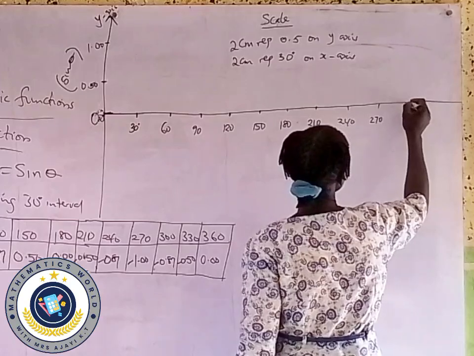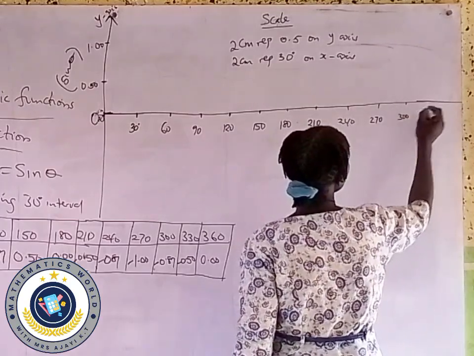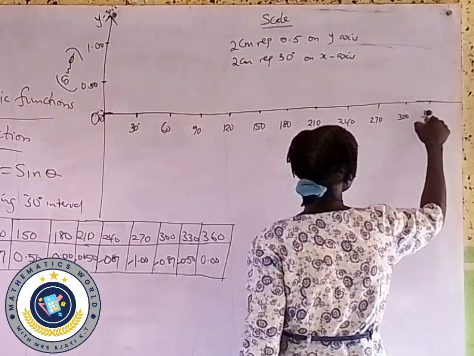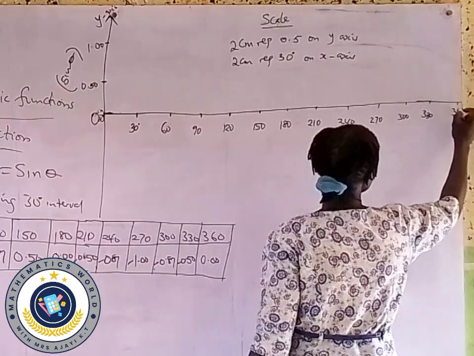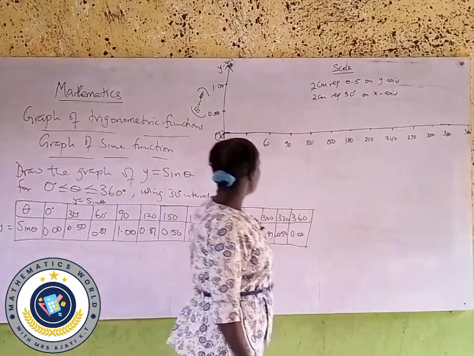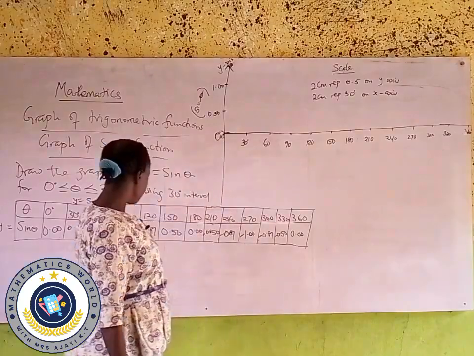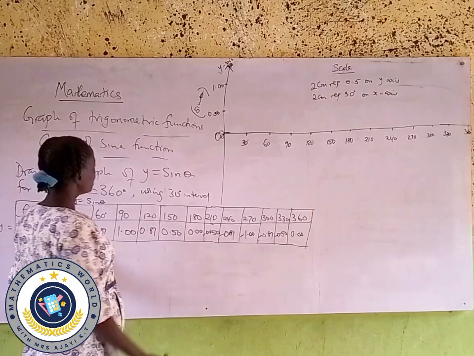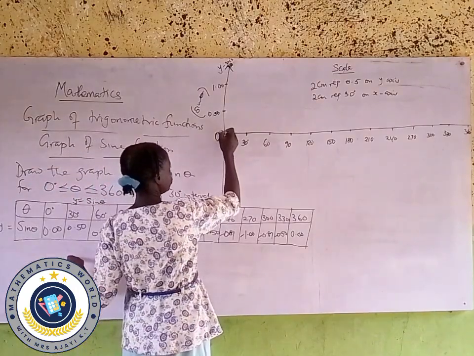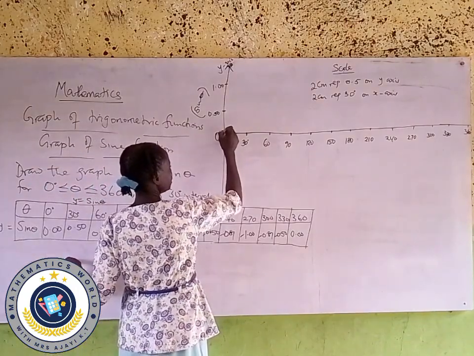This is 300, 330, and 360. So you are ready to plot now. Plot the graph. When theta is equal to 0 degree, what is sine 0? It is also 0. So you jot this place.